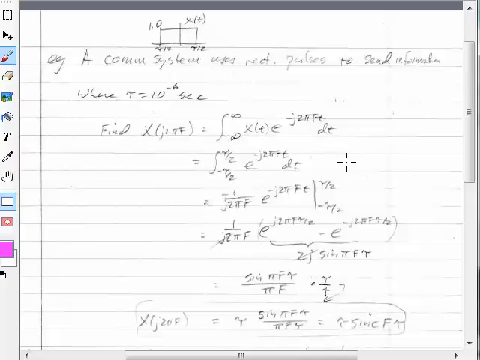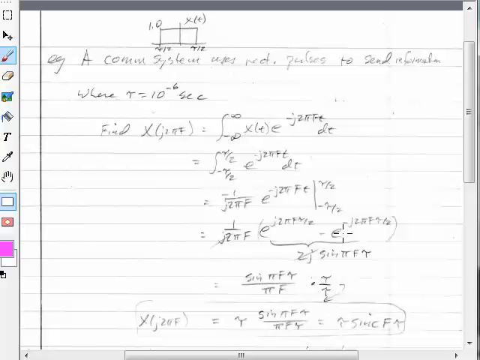Okay, in Fourier series, it was k f naught there, but now it's the continuous frequency variable f. Well, this is one of the easiest integrals to do. This is just right out of the tables, evaluated from minus tau over 2 to tau over 2. Plugging those values in, we get this thing.